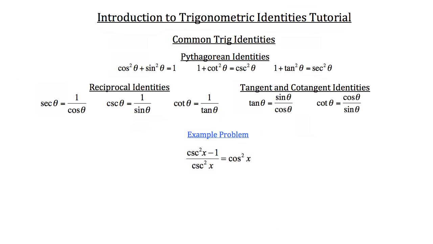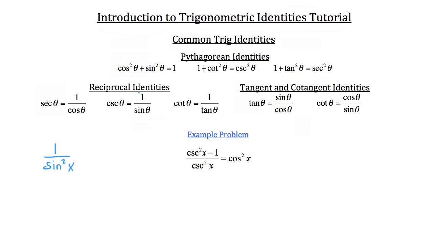Here we have the cosecant squared of x minus 1 over cosecant squared of x is equal to cosine squared of x. And what I'd like you to do is verify this identity. Alright, so let's start with the numerator of our fraction here on the left, cosecant squared of x. Now, the cosecant of theta is equal to 1 over sine of theta. So, cosecant squared of x is really just 1 over sine squared x.